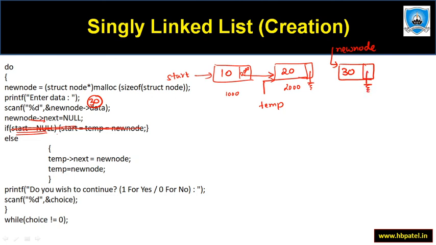Now check this out, start equal to null. Now this will not be true. It will be true just for the first time only. When the very first node was created, start was null. That's it. Otherwise we will not be checking it. So now go to this else part.